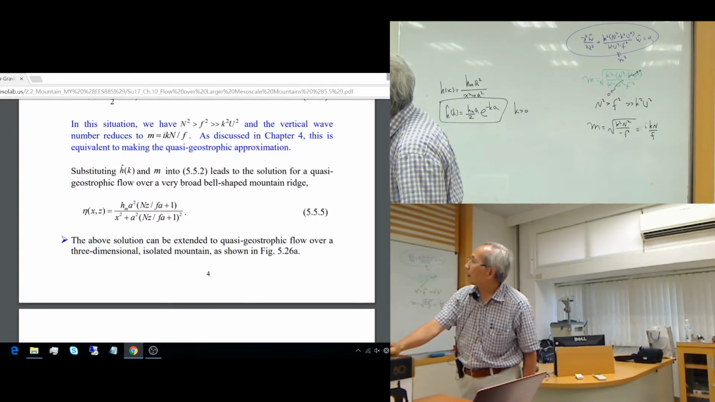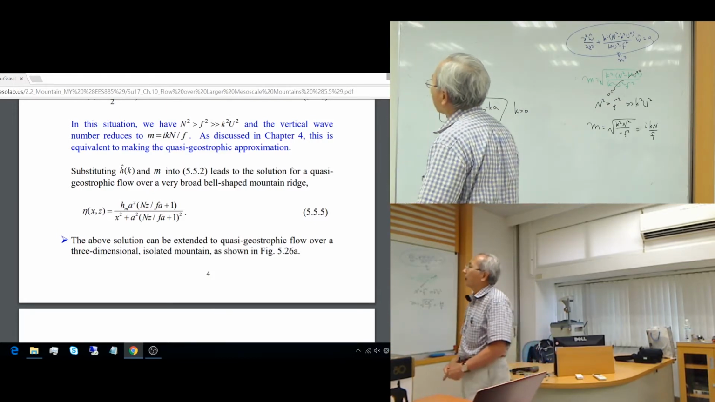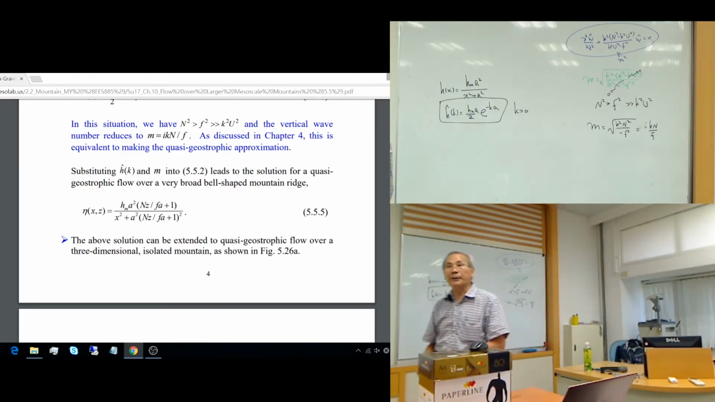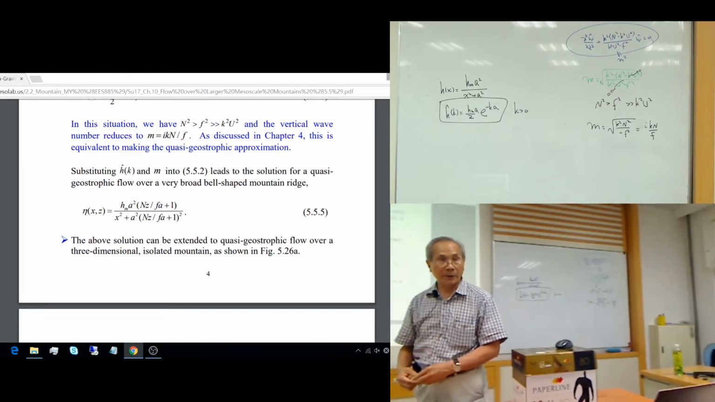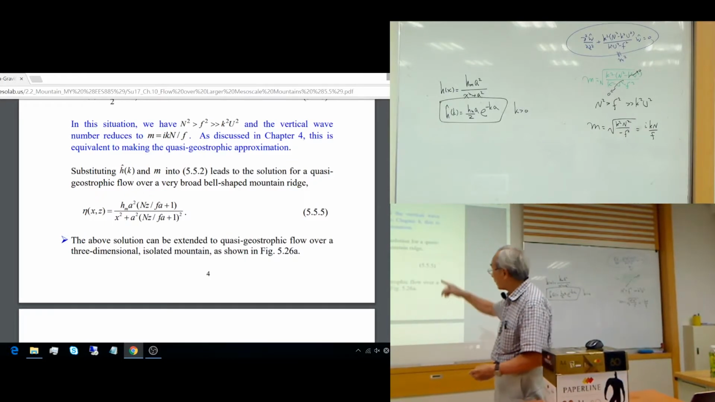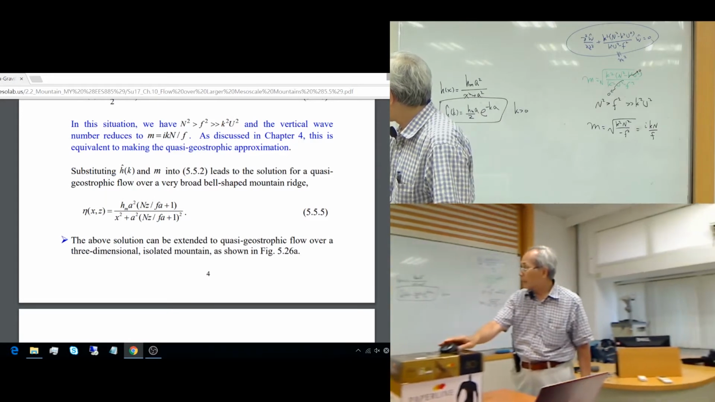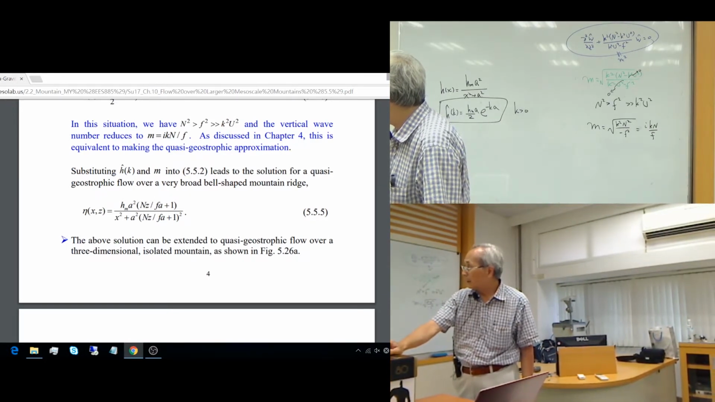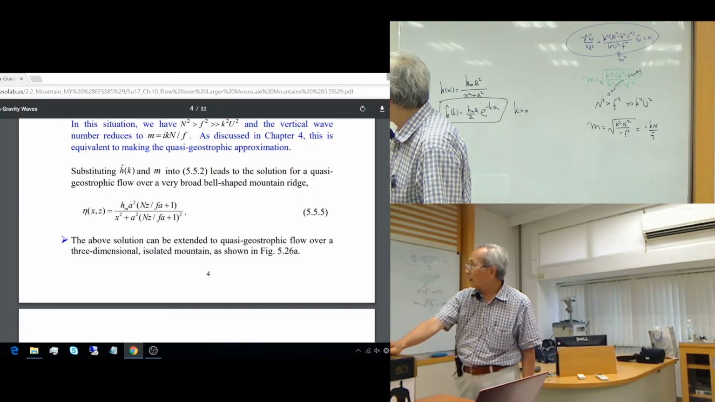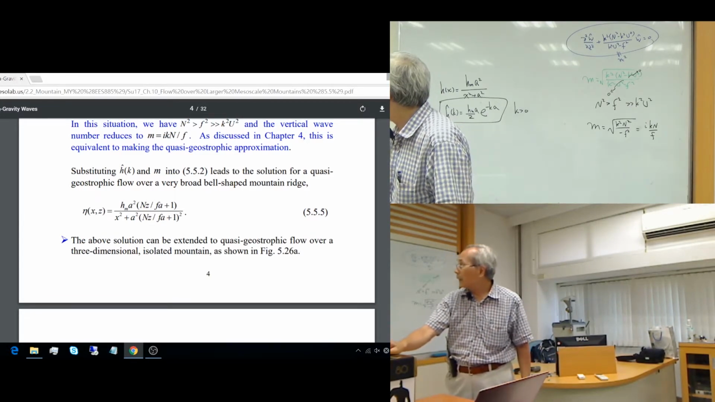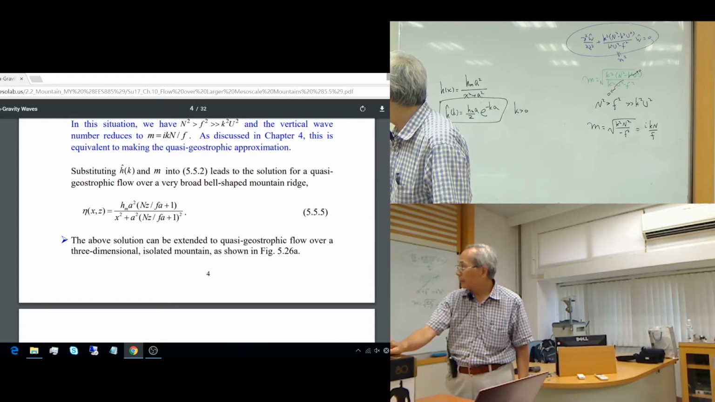Okay, so then you substitute that into it, and then you can get the solution, which is like what you learned from atmospheric dynamics, or dynamical meteorology. Then that's the quasi-geostrophic approximation, and then you can actually solve it and get eta equals this, assuming the k squared u squared elevation effect is small compared to F and N. Okay, then we got this solution.